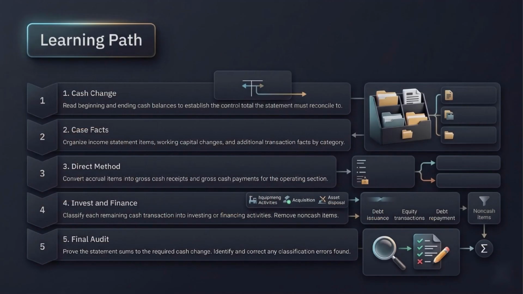Here is the learning path. First, we read the beginning and ending cash balances to establish the control total. Second, we organize the case facts, including income statement items, working capital movements, and additional transactions. Third, we build the direct method operating section by converting accrual items into gross cash receipts and payments. Fourth, we classify investing and financing activities and remove non-cash items from the statement body. Fifth, we perform a final audit to prove that the full statement reconciles to the required cash change.